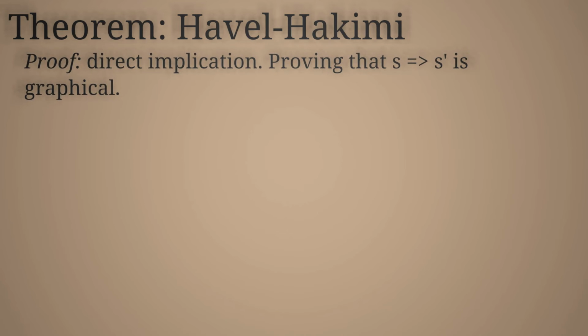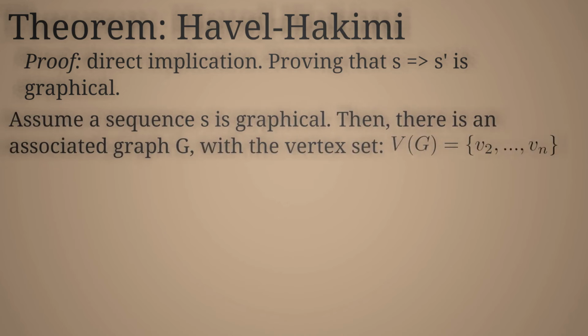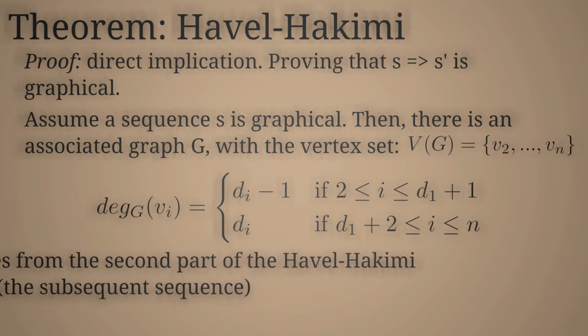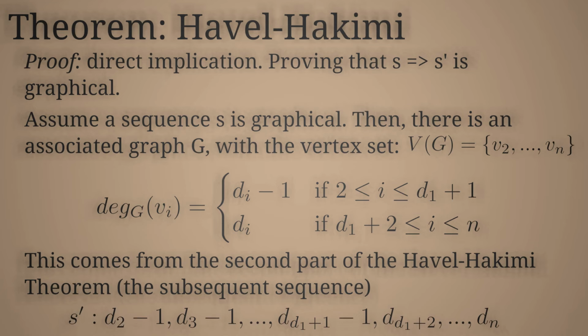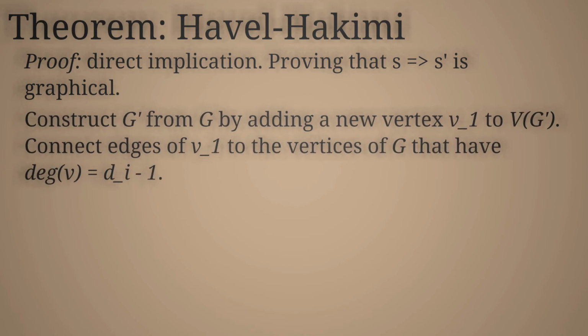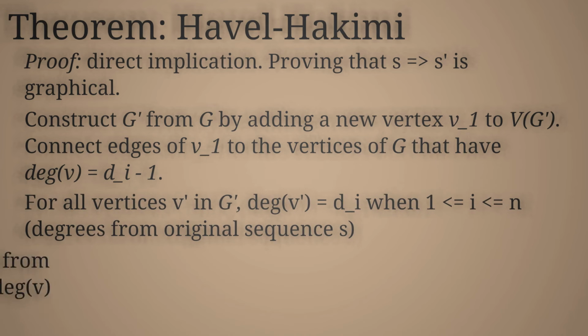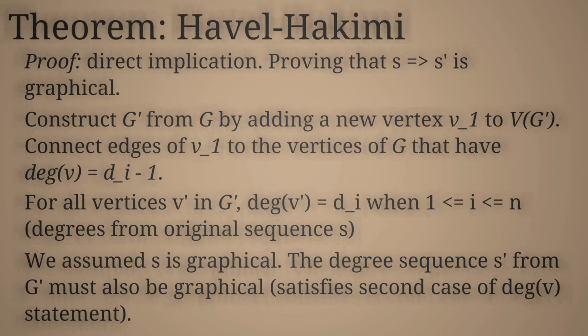Now for the proof. First, we assume that the original sequence is graphical. This means that there is a graph G with the following degrees. Since we can construct a graph from G, we can construct a new graph G' by constructing the following. Finally, we get a new sequence from the following graph. Therefore, if the original degree sequence is graphical, then so are the subsequent sequences produced by the Havel-Hakimi algorithm.